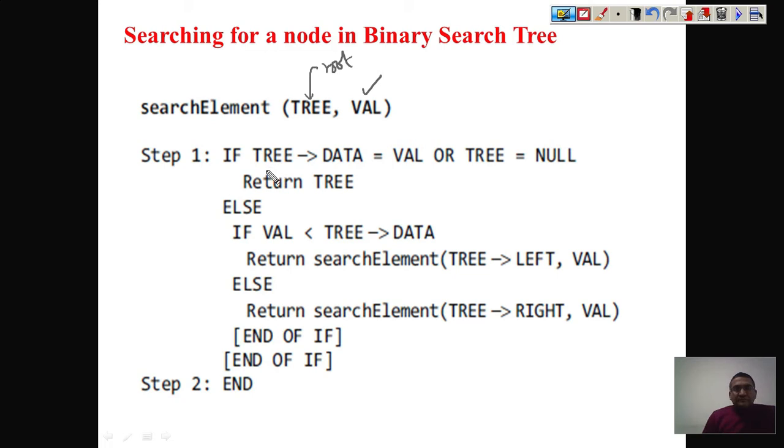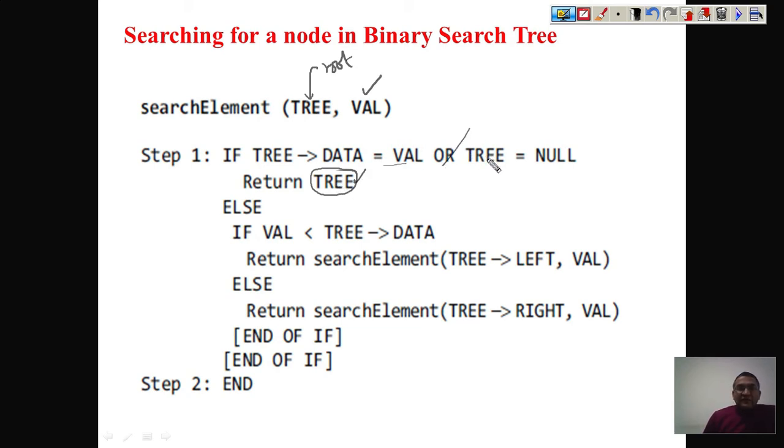Now, if tree data... tree is representing the address of the root node, and we have fields there: a data field and the left and right fields. Data refers to the value, and left and right refer to the address of the left subtree and right subtree. So if tree data is equal to value, that means you have found the value which you are searching at the root node, and you will return this node, saying that the value has been found, and you stop the procedure.